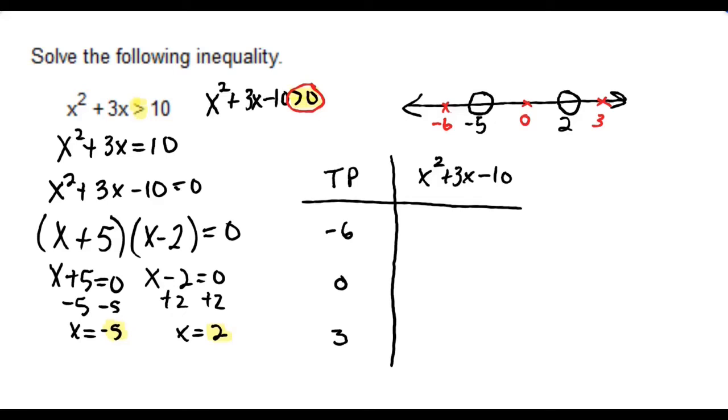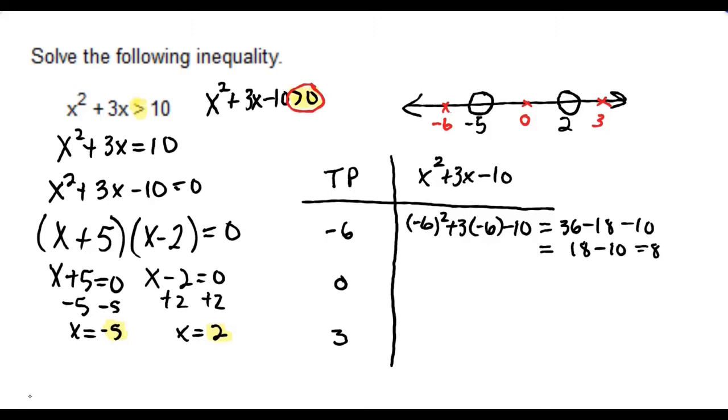So let's test these values. For negative 6, we get negative 6 squared plus 3 times negative 6 minus 10, and that's 36 minus 18 minus 10. 36 minus 18 is 18, and 18 minus 10 is 8. So what we found is that in this interval, the leftmost interval, our expression is positive.